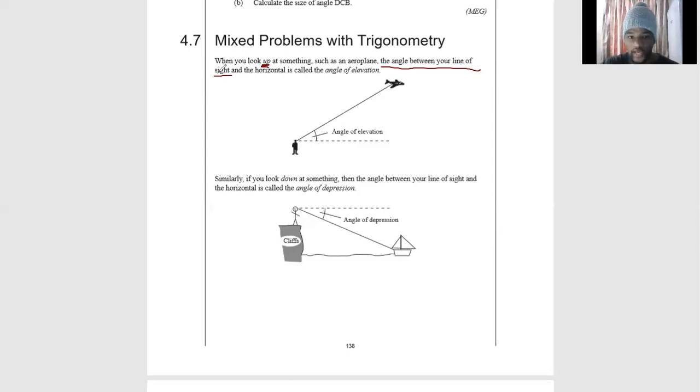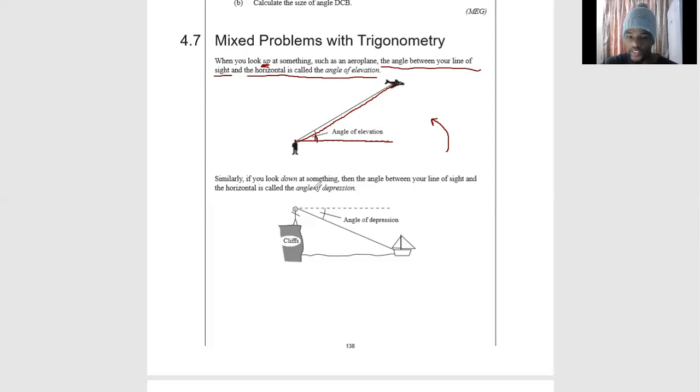So the angle between your line of sight and the horizontal is called the angle of elevation. This is when you're looking at something straight, you're normally looking here, right? But now you're looking at the aeroplane that is somewhere there. So the angle between your line of sight and the aeroplane you're looking at is the angle of elevation. And if you've noticed, you've moved your eyes from here to where the aeroplane is. So you've moved anti-clockwise, right? So that's the angle of elevation.